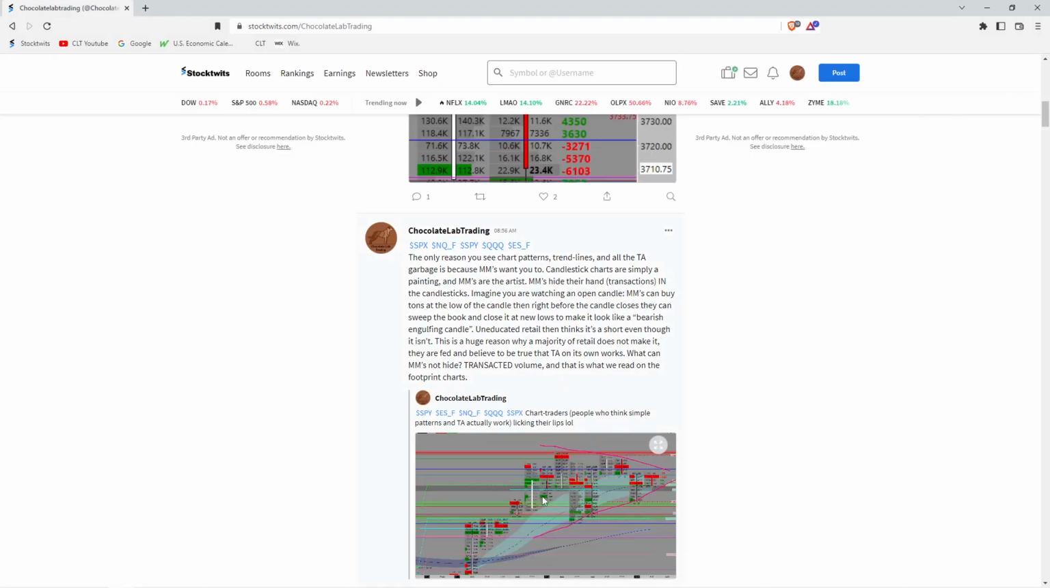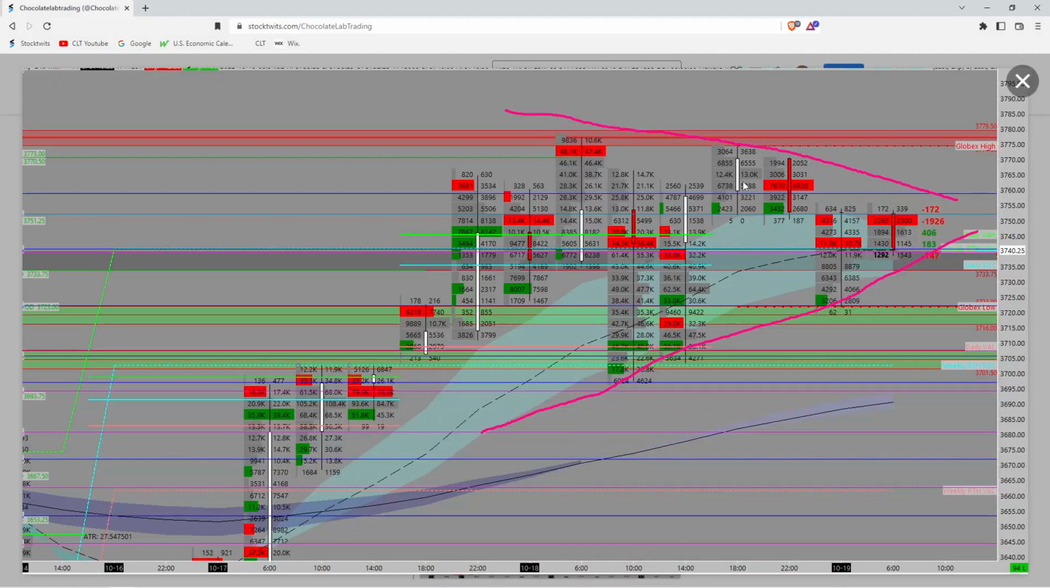The only reason you see these patterns, or whatever these chart traders trade off of, whether it be double tops, double bottoms, whatever, is because market makers want you to see it. Market makers, banks, algos, institutions, whatever you want to say, it doesn't matter.